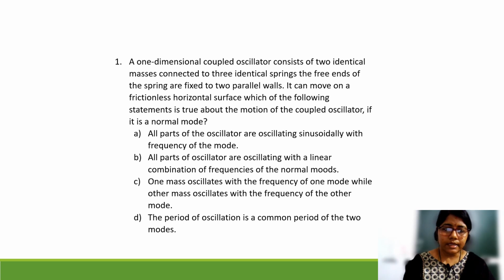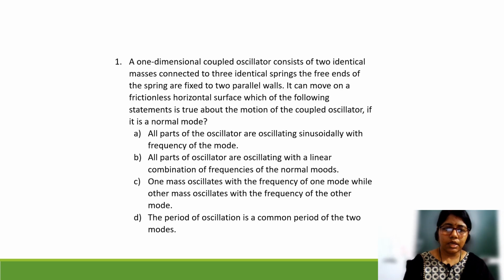A. All particles of the oscillator are oscillating sinusoidally with frequency of the mode. B. All parts of the oscillator are oscillating with a linear combination of frequencies of the normal modes. C. One mass oscillates with frequency of one mode while the other mass oscillates with frequency of the other mode. D. Period of oscillation is the common period of the two modes.